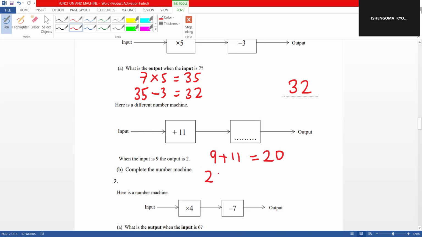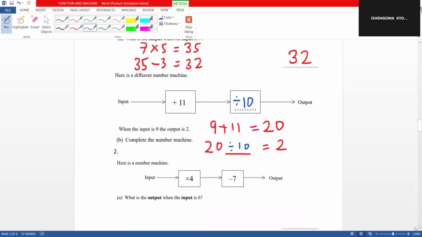Then when I have 20, what do I do to 20 so that I get 2? I have to ask myself, what do I add or do I subtract? I divide. So basically here, I have to divide. If I divide this by 10, then I will easily get 2. So I'll fill my machine with divide by 10. All right, let's go to another example.